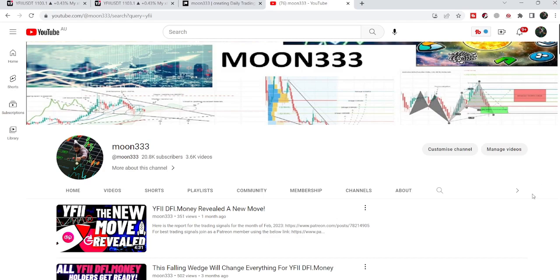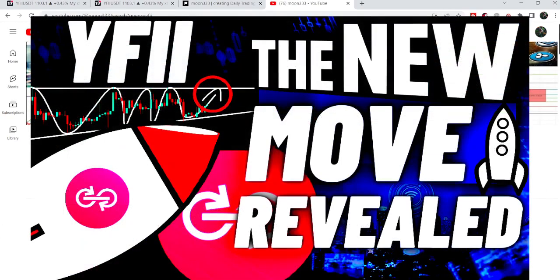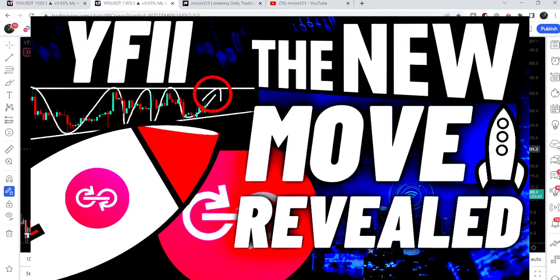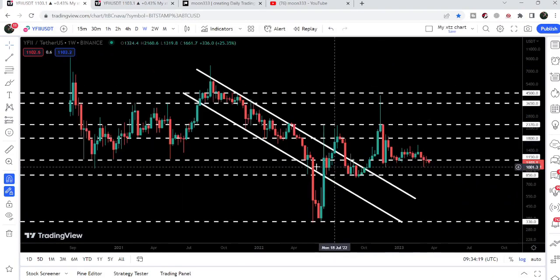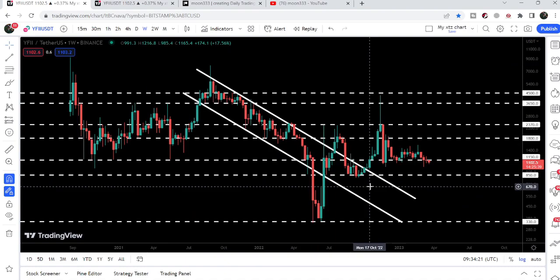In my previous video, I was showing you this ascending triangle. Unfortunately, if we take a look at the live chart, we can see that the price line has broken down the support of this triangle. In today's video, we will take a look at this move and we will once again take a look at this breakout from this down channel as well.